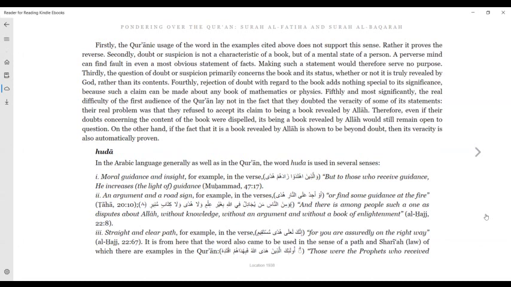Fourthly, rejection of doubt with regard to the book adds nothing special to its significance, because such a claim can be made about any book of mathematics or physics. Fifthly, and most significantly, the real difficulty of the first audience of the Quran lay not in the fact that they doubted the veracity of some of its statements.